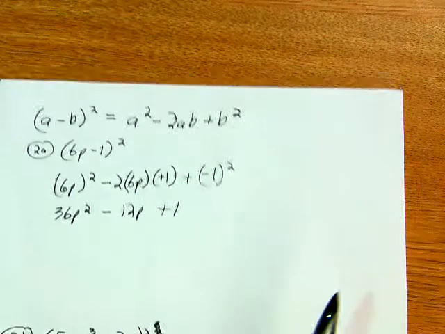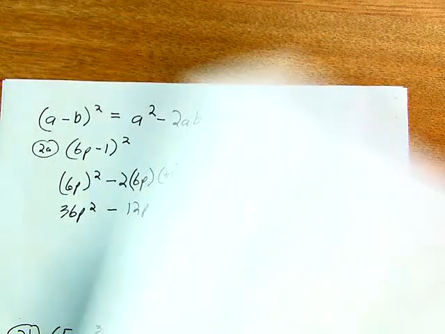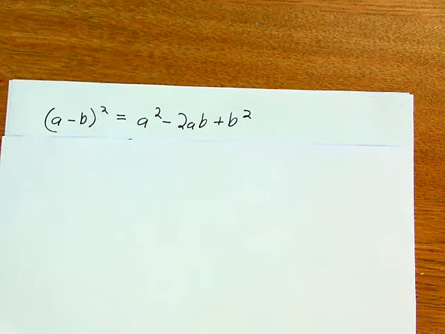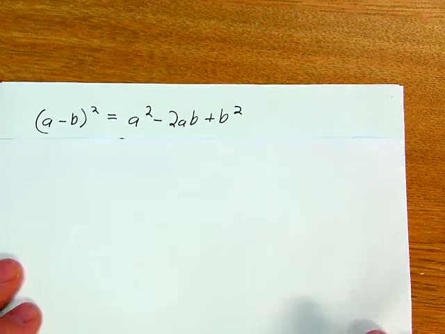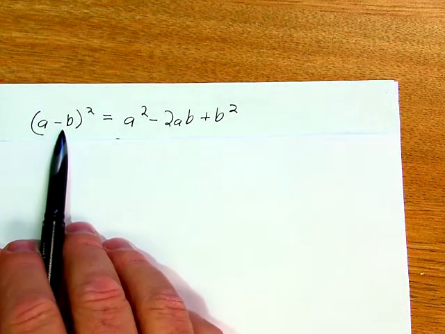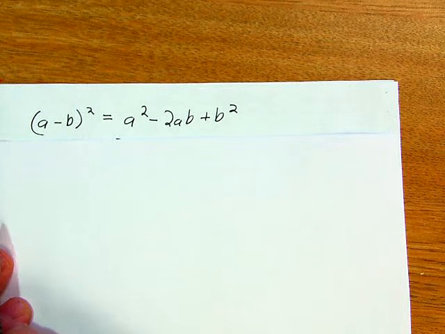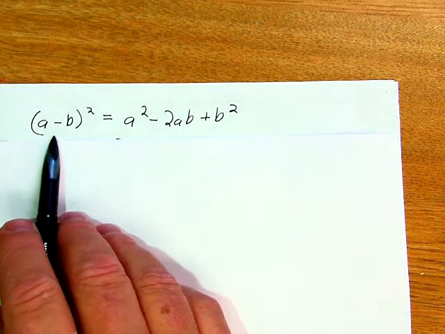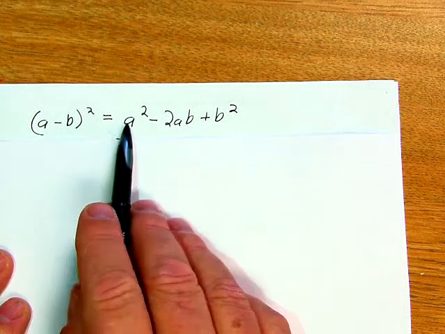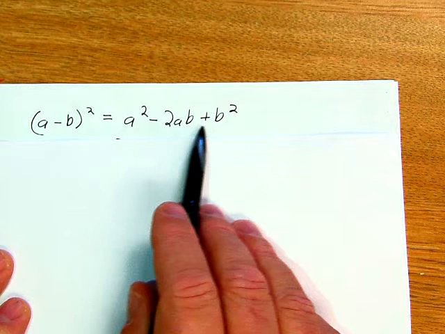Now let's take a look at the next special case. The next special case is when you take those 2 numbers, and instead of adding them together, you subtract them, and then square it. So we got the difference squared. Okay? So now in this situation, you're going to end up with a squared minus 2ab plus b squared.